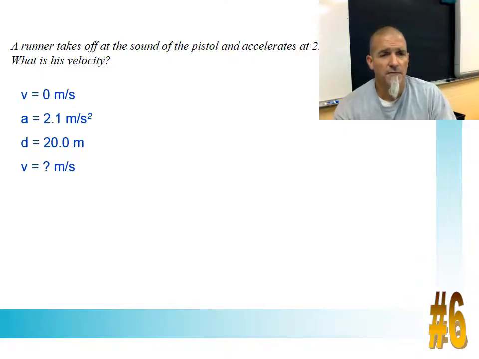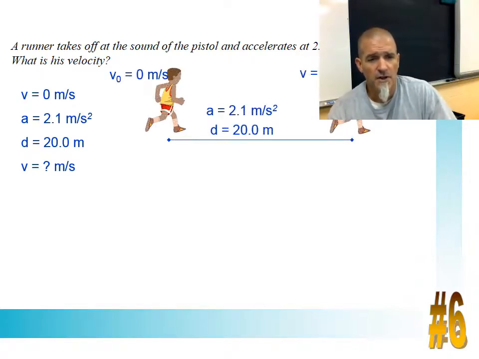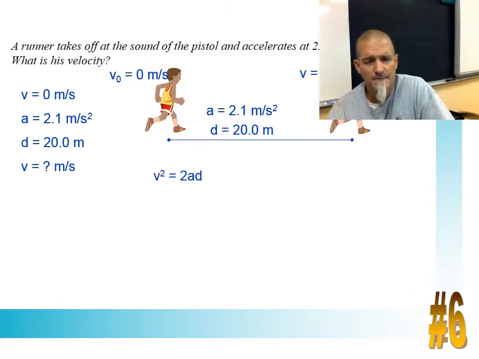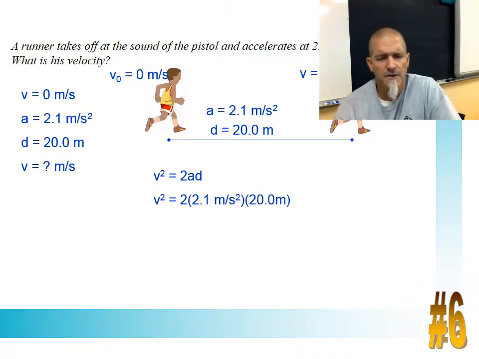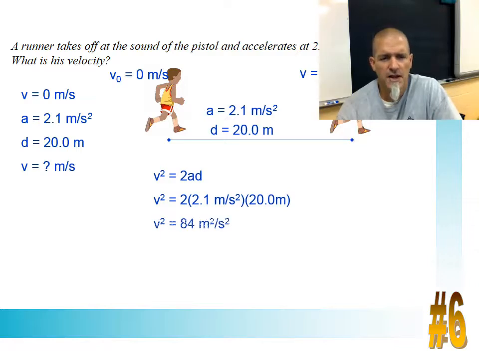Here's our runner taking off then. Starting at 0, they're going to accelerate 2.1 meters per second squared for a distance of 20 meters, and we want to know the velocity at the end of that time. Here's the equation I would use. V squared equals 2AD. Again, you could use the longer form of that, plug in 0, and eventually you're going to end up at the same place. So why not just start here, save yourself a little bit of work. Plugging into that, the acceleration 2.1 meters per second squared, distance of 20 meters, crunch through the algebra.